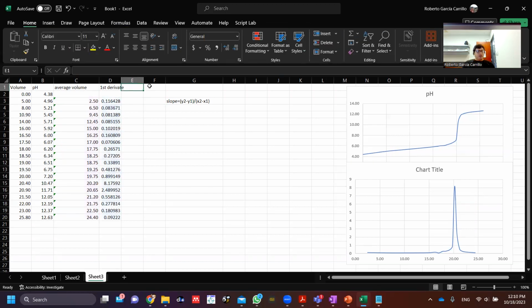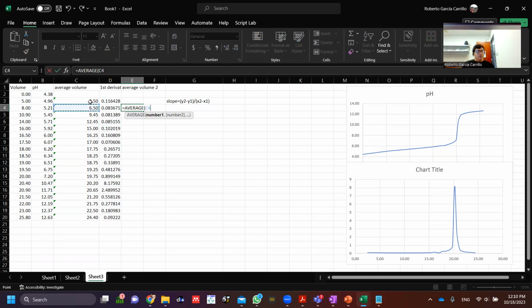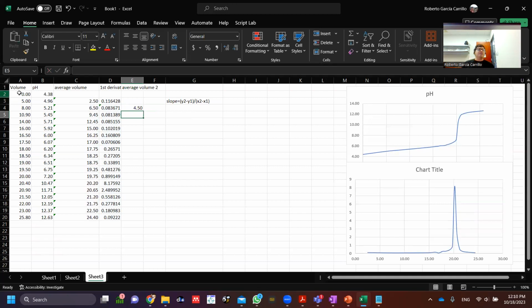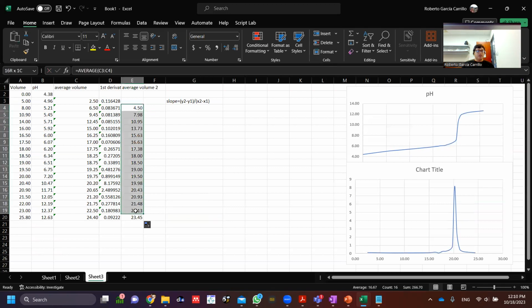So for that, let's do an average of volumes again, just to smooth down the data. Average volume, but in this case it is the average of the average. So let's call it average volume 2. Go to the third cell now, instead of the second, equal to average, and you do the average of the first two average volume values. A bit of a tongue twister there. And we get this value. And again, just drag down to obtain all the averages of the average volumes.